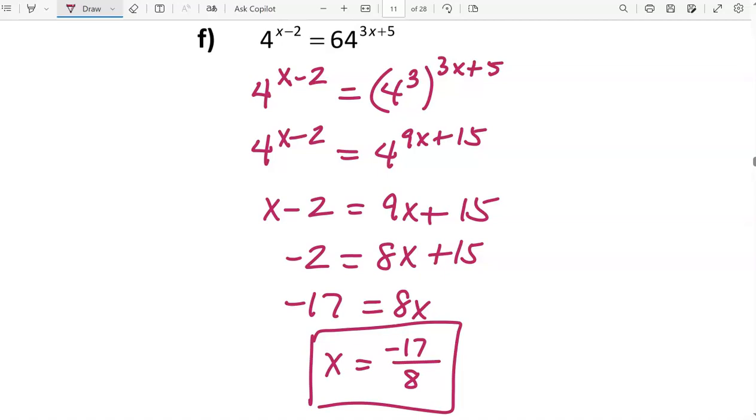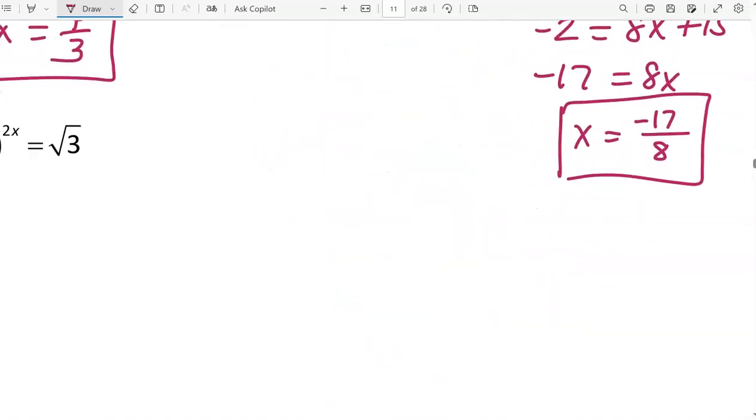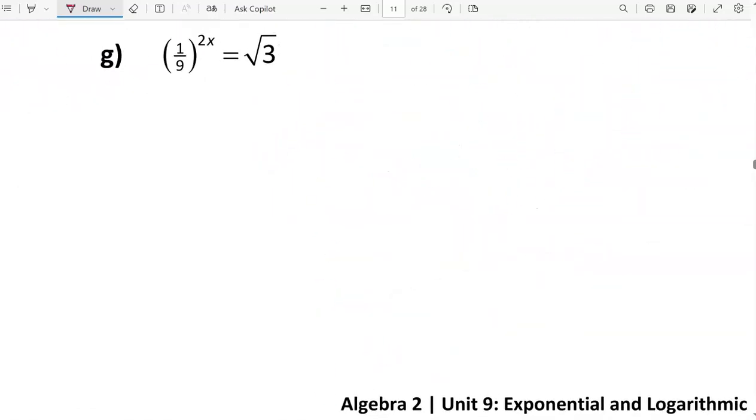Here's the solution to F, and I do want to point out that both sides can be expressed as powers of 2, and you will arrive at the same answer. It may give you a fraction that you then have to reduce, but we will get the same answer writing both sides as powers of 2. All right, let's move on to G. Try this one on your own and pause the video.